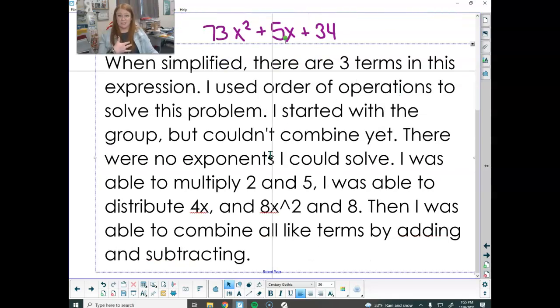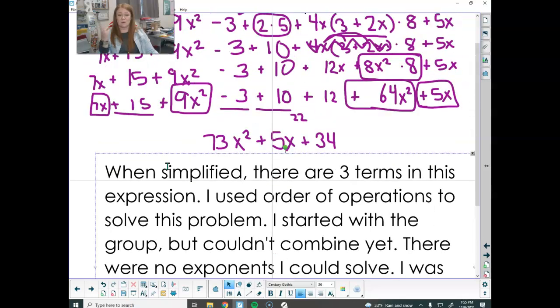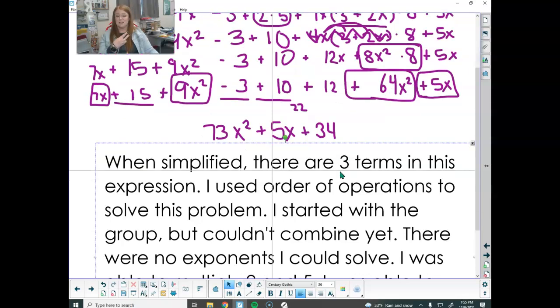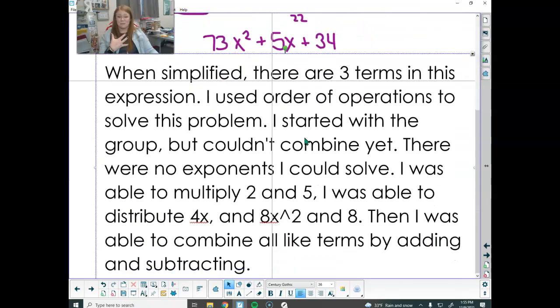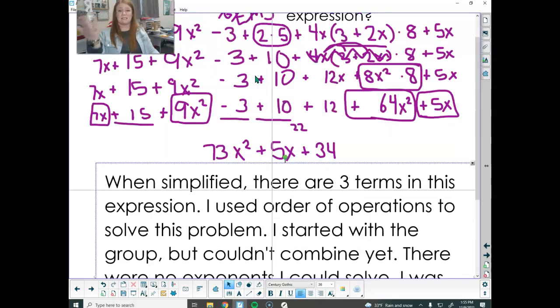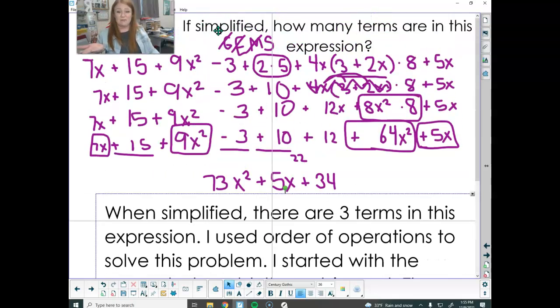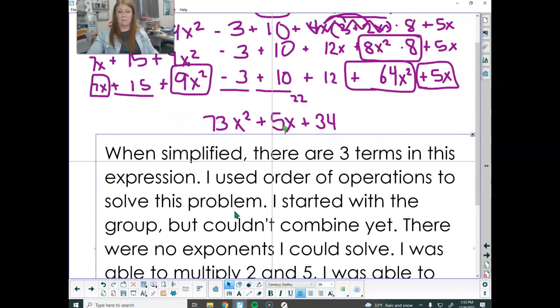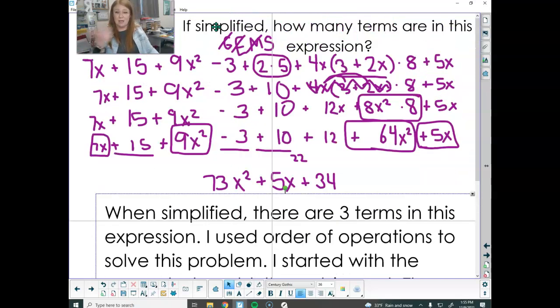So there's my explanation, my RACE response. So R, restate the question. A is the answer. C is cite and give that proof of how did I know what to do, coming back to here, right? It wanted me to simplify. I knew I needed to use order of operations. That was kind of my key word there. And then here is my evidence that I would submit proof of.